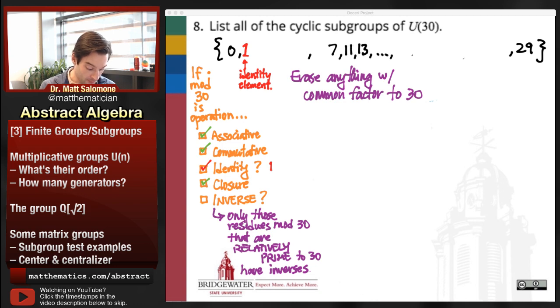11 is another integer which has no interesting common factor with 30. And then we start to run out of others pretty quickly. The last one I want to ask about is, what about 0? Can 0 belong to my multiplicative group? And the answer to that is also no. We can't have 0 be a part of my group.